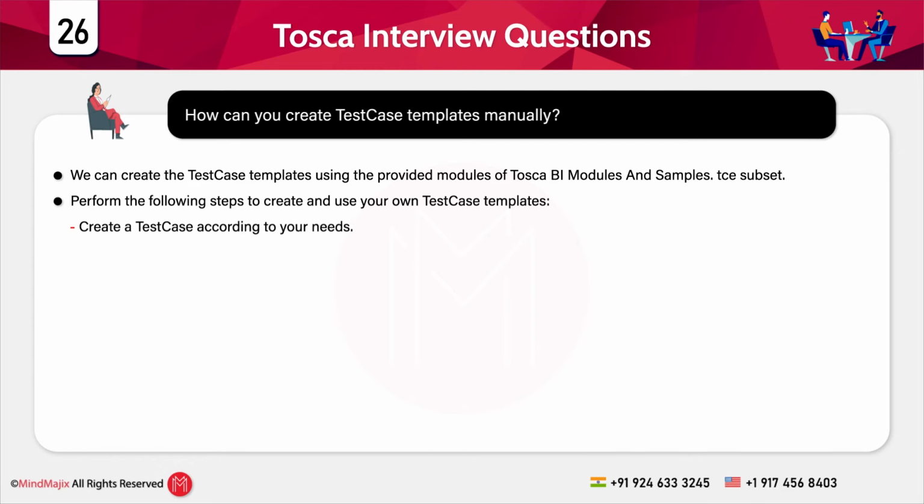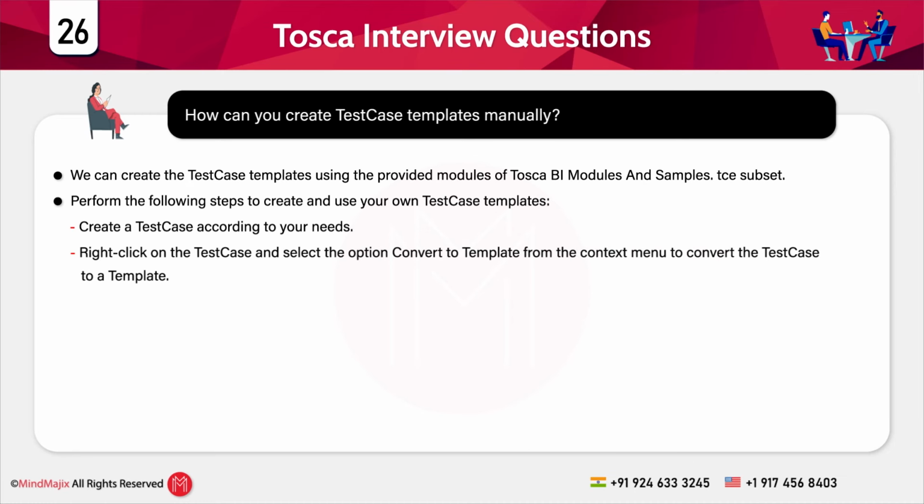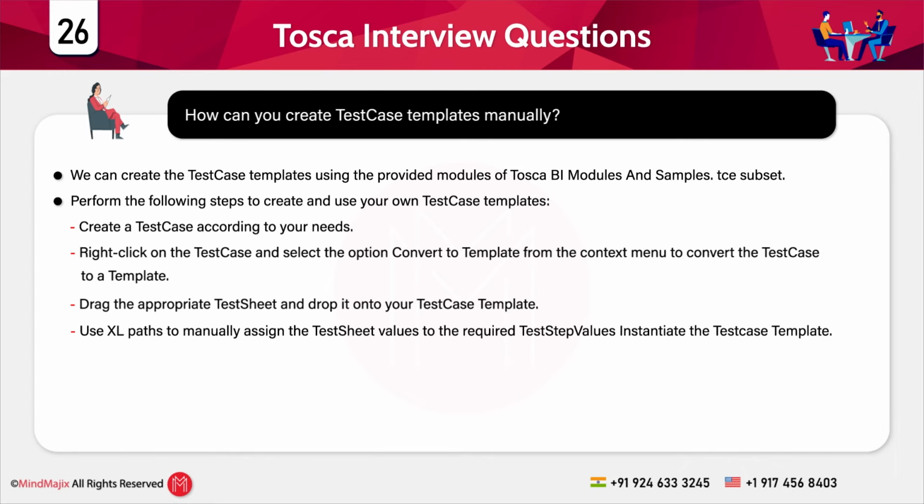In the next step, you right click on the test case and select the option convert to template from the context menu to convert the test case to a template. In the third step, you drag the appropriate test sheet and drop it onto your test case template. And in the last step, you use the Excel paths to manually assign the test sheet values to the required test step values, instantiate the test case template. So these are the 4 steps that you must follow to manually create the test case templates.